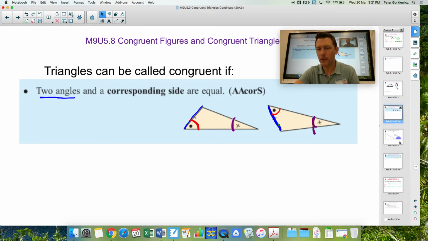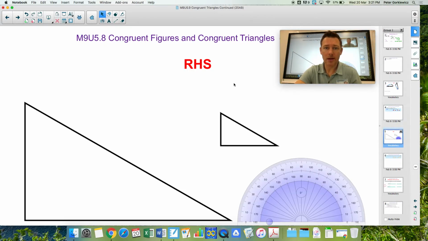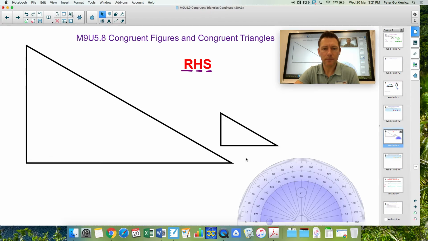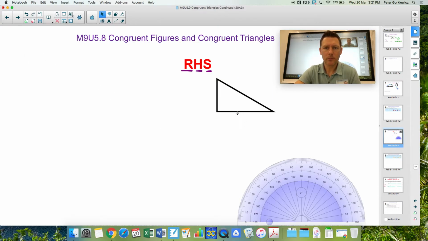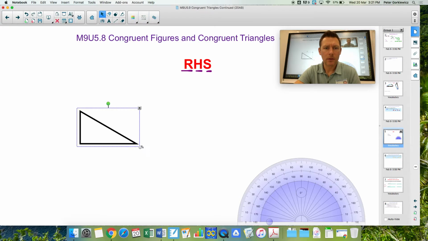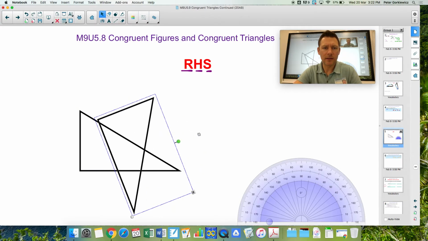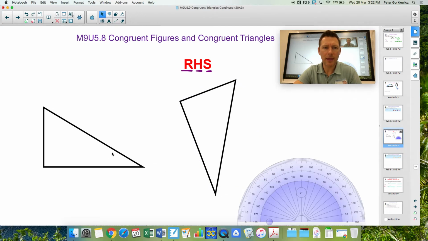Cool. So another property is this. This is called right angle hypotenuse side. And so if we know that we've got two triangles, these are both right triangles. Let's get rid of this big one. If you take two triangles and you know that they have a right angle in them, that means they're right triangles. That's this part.